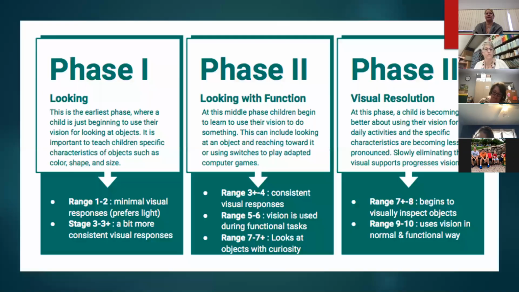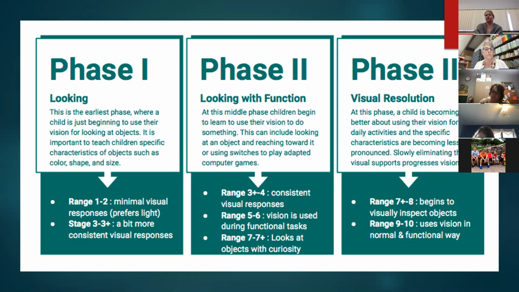All right. This is another look at the phases in just a different format. Phase 1 is looking. This is the earliest phase where a child is just beginning to use their vision for looking at objects. It is important to teach children specific characteristics of an object, such as color, shape, and size. Again, those salient features. Range 1 and 2, there's minimal visual response. That child might just prefer light, okay? And some of these kids are profoundly impaired, okay?